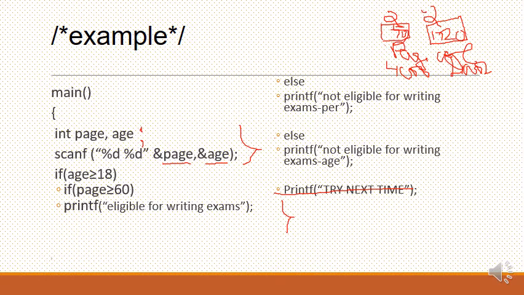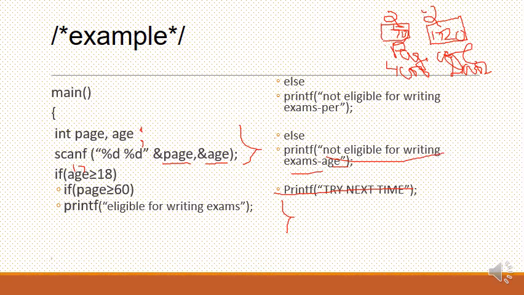So here, what happens? 17 I have taken here. 17 is greater than 18, the condition is false. When the condition is false, what should it do? It is not going to execute this one, it directly comes to the else of the outermost block, and it is going to print not eligible for writing the exam because age is not permitted, and the end of the program.